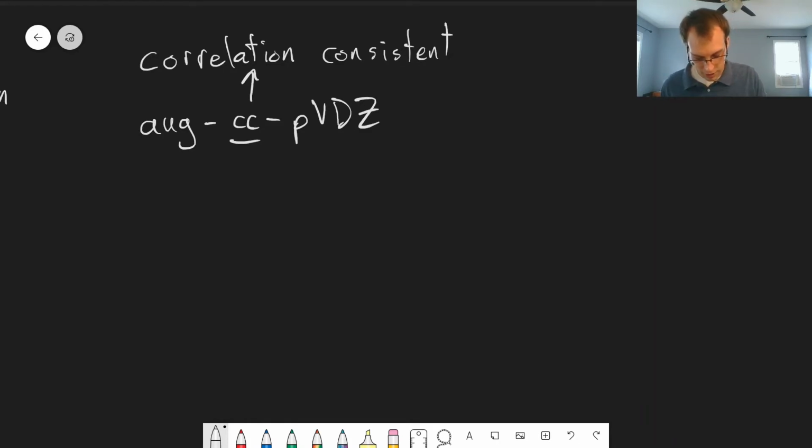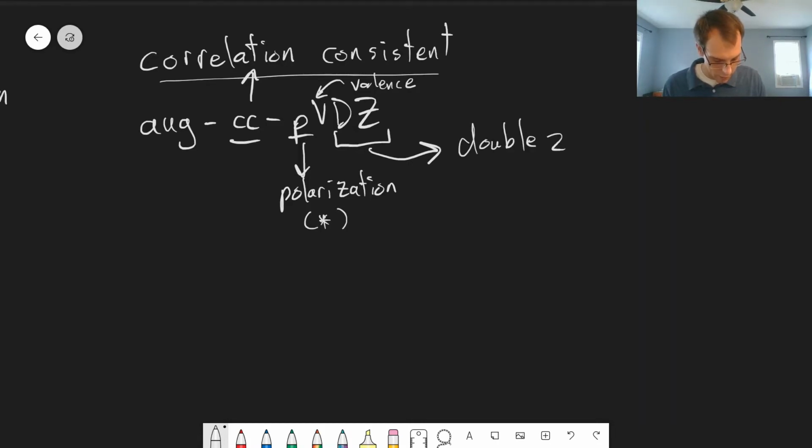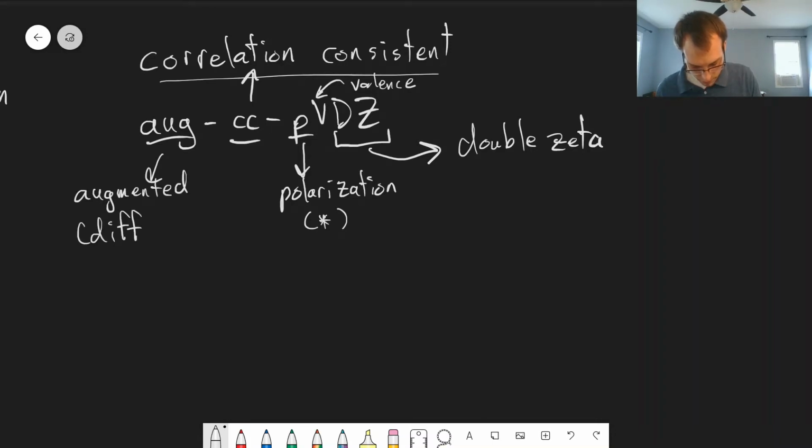So the CC here stands for correlation consistent. The P here indicates that there are polarization functions present. So that's the same as the stars in our Pople type basis set. V here means that this is for valence electrons. DZ stands for double zeta. So it's all the same ideas, just the notation's a little bit different. And AUG here means augmented, and this is diffuse functions. So this is a similar idea as the pluses from the Pople type basis set.